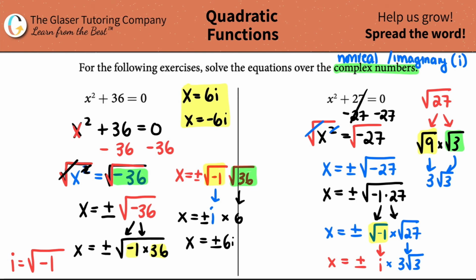But remember, plus or minus, so you have 2 answers. x will equal 3 rad 3i, and it will equal -3 rad 3i. Those are your 2 roots in which the graph will pass the x-axis on our imaginary plane, our complex plane.